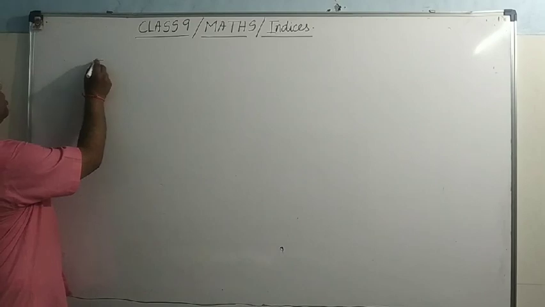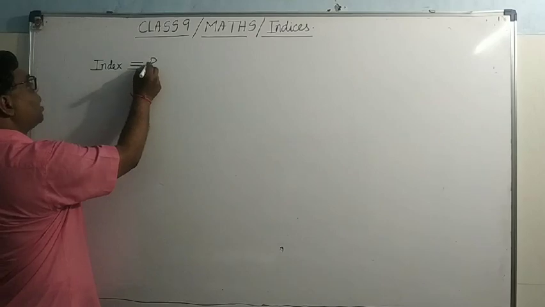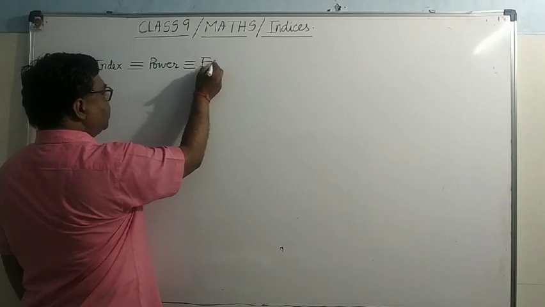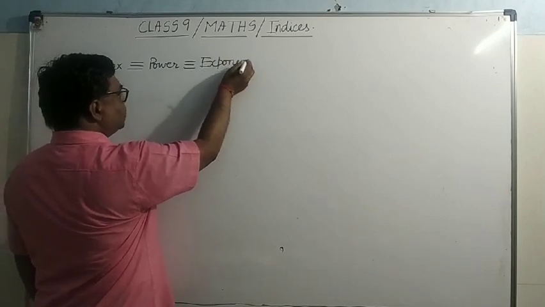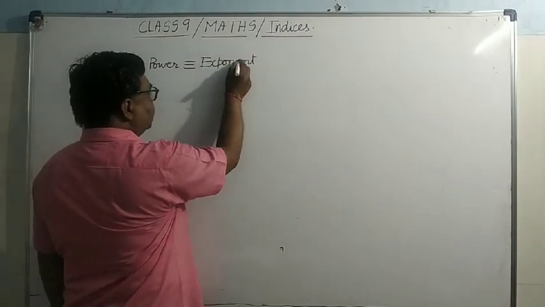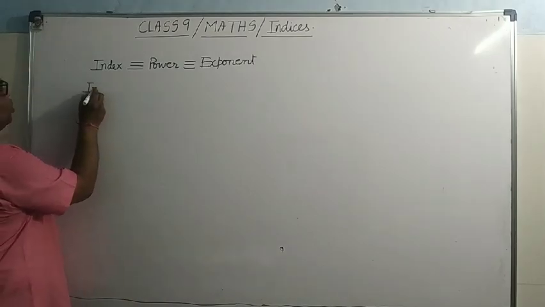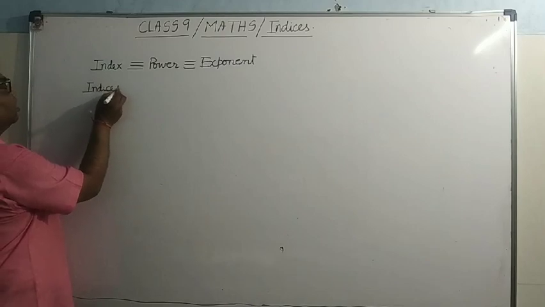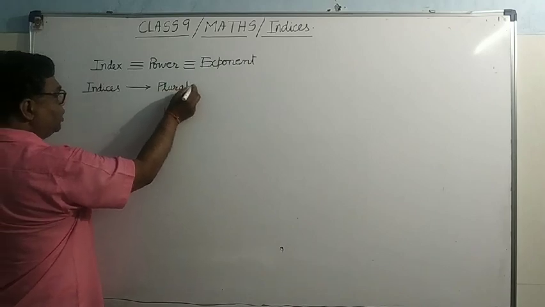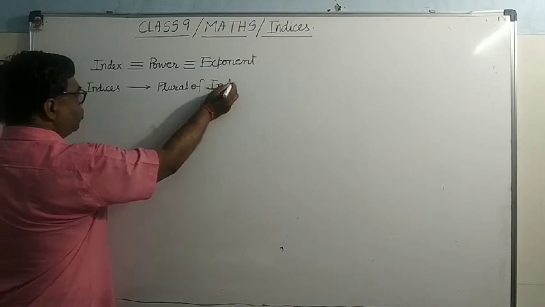Now here there are some terms, index. It's clear. This we also call as power. This we also call as exponent. Exponent, it's clear. This is power. Now indices is the plural of index. It's known as indices.